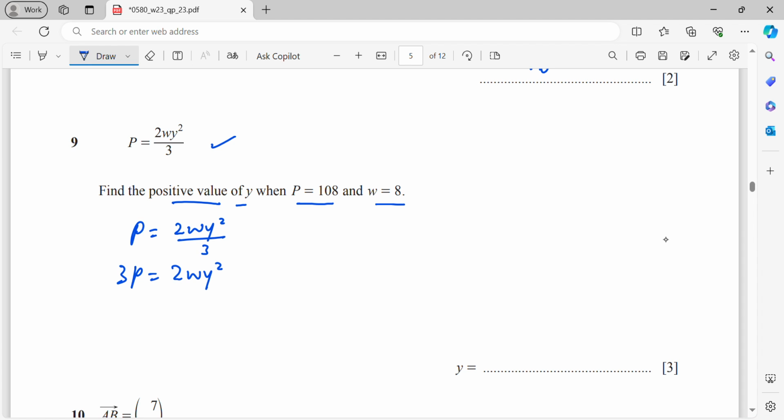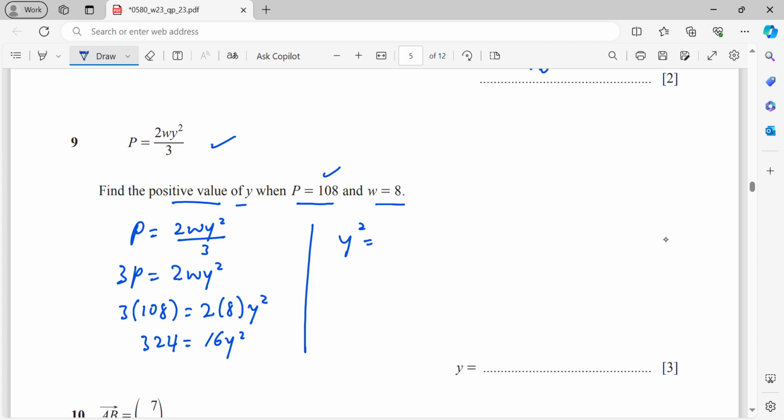Okay, so now replace the P. So 3 times 108 equals 2 times 8 times y squared. So from here, 3 times 108 is basically 324. And 2 times 8 is 16. So 16y squared. Then from here, I will get y squared equals 324 over 16, and then you will be getting 81 over 4.